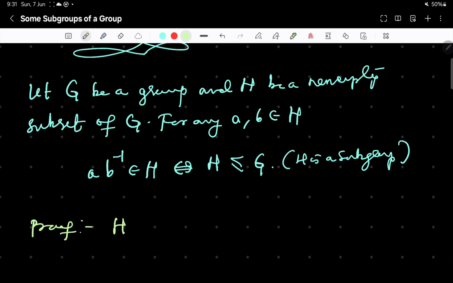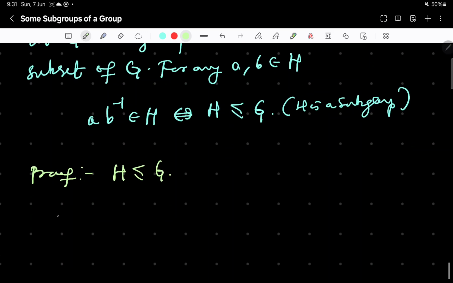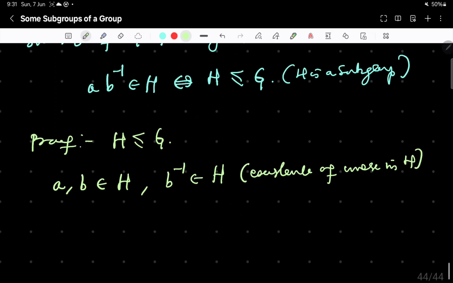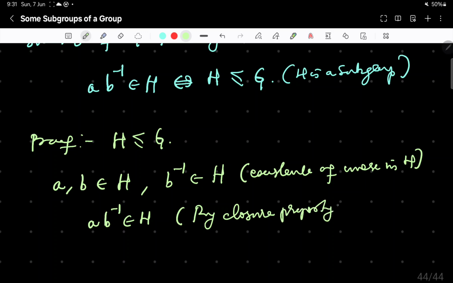Suppose that H is a subgroup of G, then you take any a, b in H. Being a subgroup, b inverse is also in H, because of the existence of inverse in H. Now by the closure property of H, ab inverse is in H. So we have done that: if H is a group, ab inverse is in H for any a, b in H.